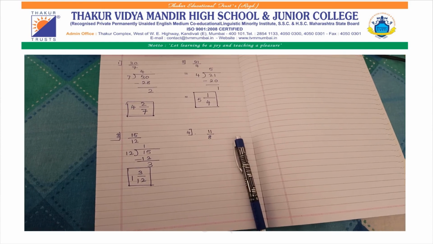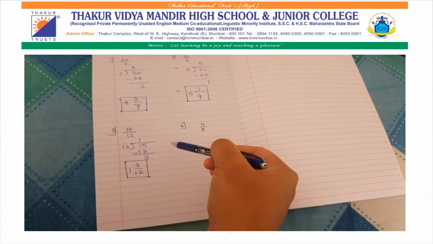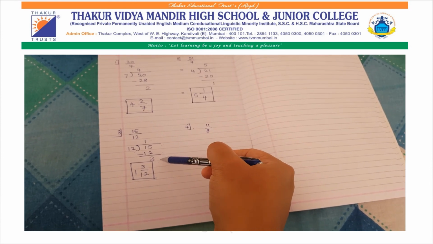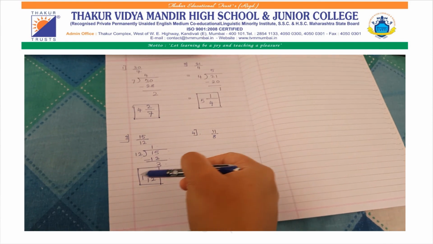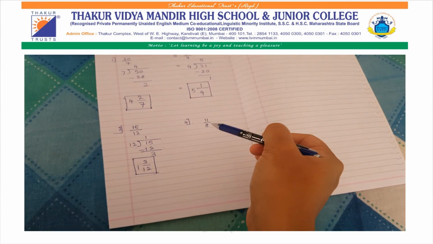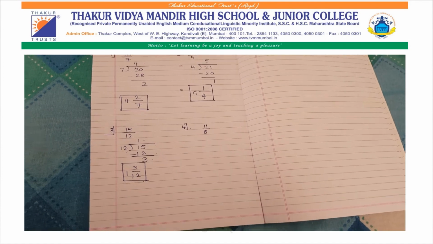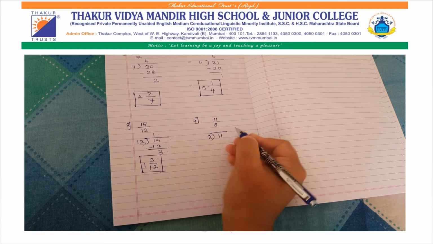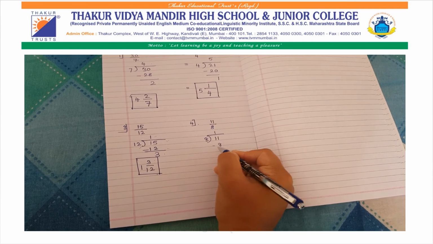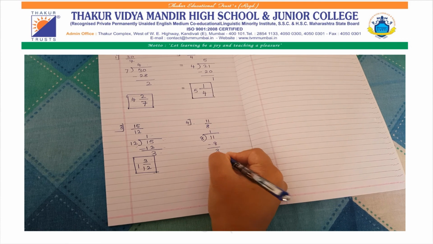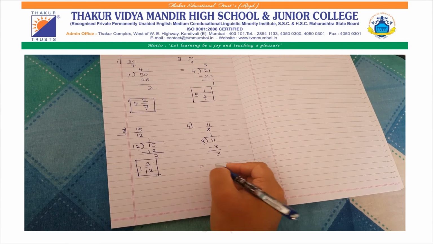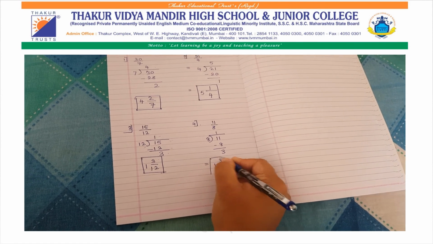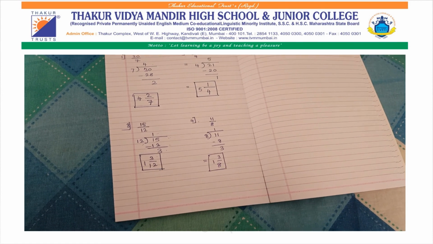You can see the third one over here, 15 upon 12. So when we are dividing 15 with 12, 12 ones are 12. 15 minus 12, I'll get 3. So the answer will be 1 3 upon 12. Now see the fourth one, 11 upon 8. Now divide 11 by 8. 8 ones are 8. So here I'll get 3. So my answer will be 1 3 upon 8. 8 ones are 8 plus 3, I'll get 11 upon 8.